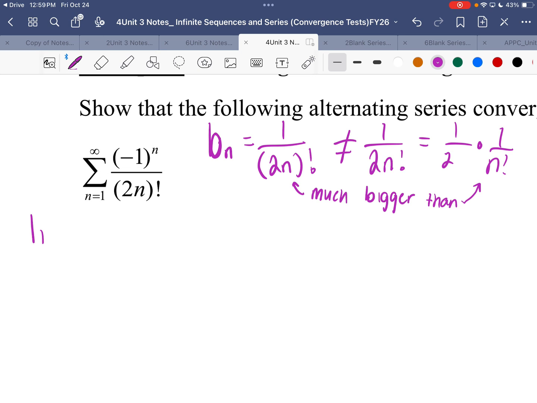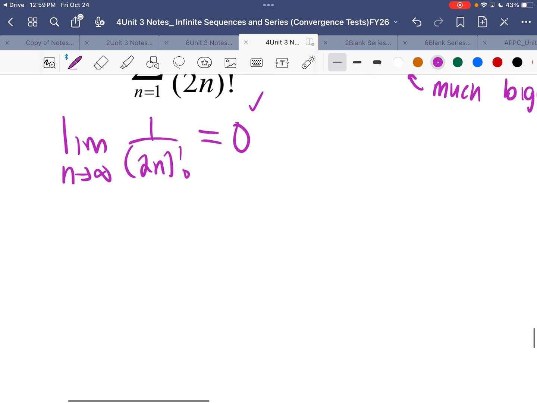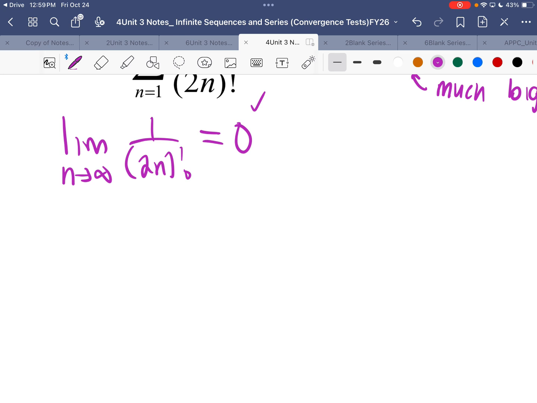All right, so let's take the limit. If we take the limit as n goes to infinity of 1 over 2n factorial, is this big on the bottom? Yes. So we keep going. I'm going to show you how to think about comparing them first. So we have 1 over 2n compared with 1 over.